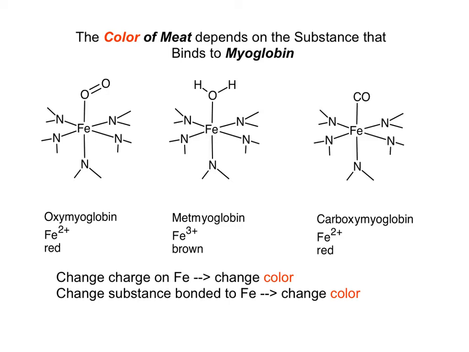In myoglobin, there is a big nitrogen compound bonded to the iron. The color of the myoglobin depends on the charge on the iron as well as the 6th substance bonded to the iron. So when oxygen O2 is bonded to the iron, myoglobin is red. When water is bonded to the iron, myoglobin is brown. And when carbon monoxide is bonded to the iron, the myoglobin is red.